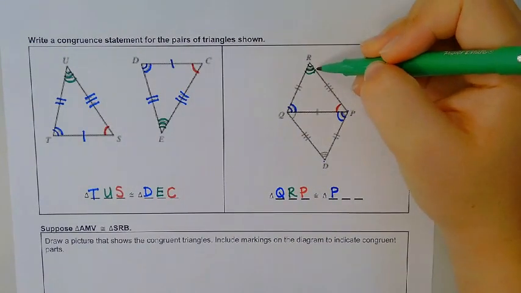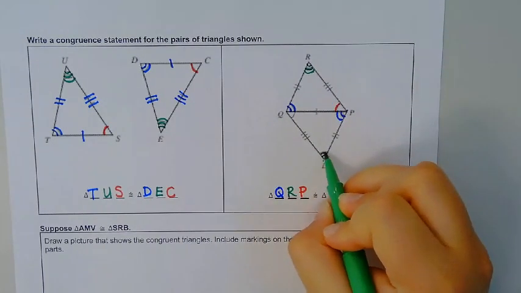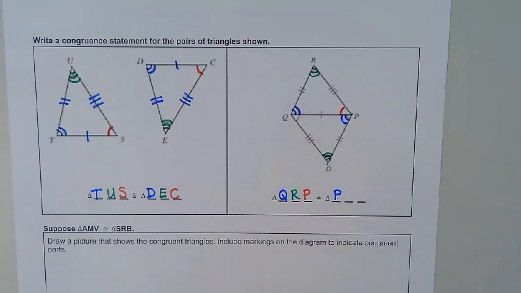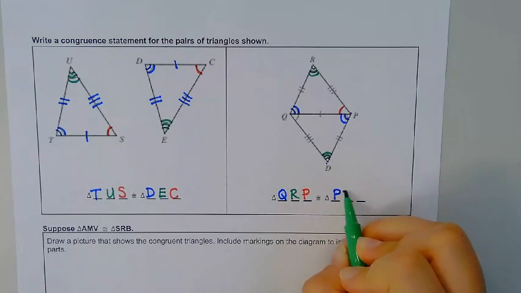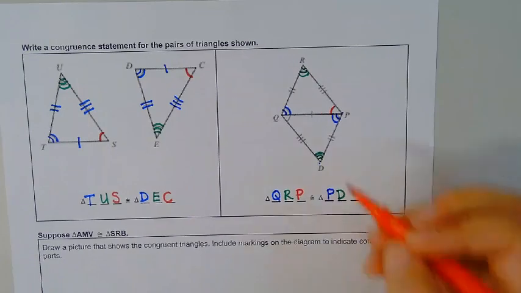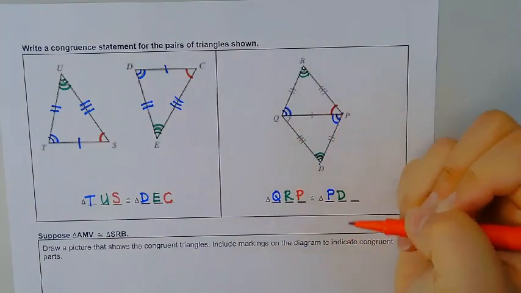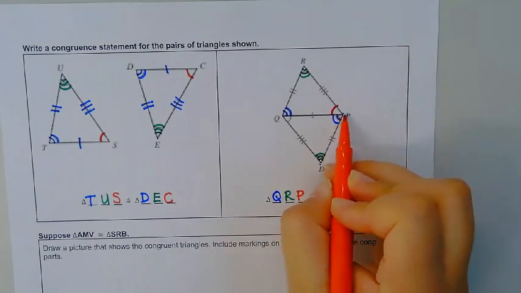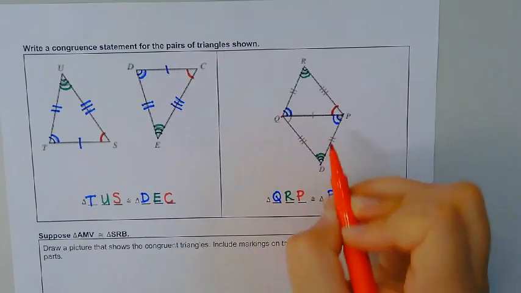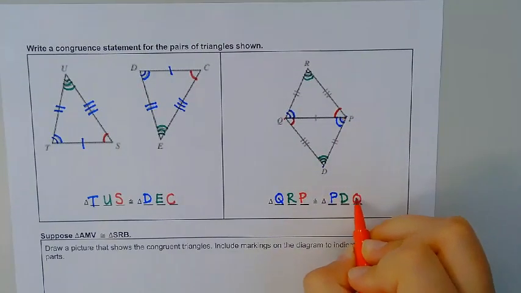Angle R had 3 tick marks. In my bottom triangle, that's here at the bottom at point D. So D is going to be our next point in our name. And then our last angle, angle RPQ, had 1 tick mark, and that corresponds to angle PQD, which also has 1 tick mark in the bottom one. So Q will be our last point here.